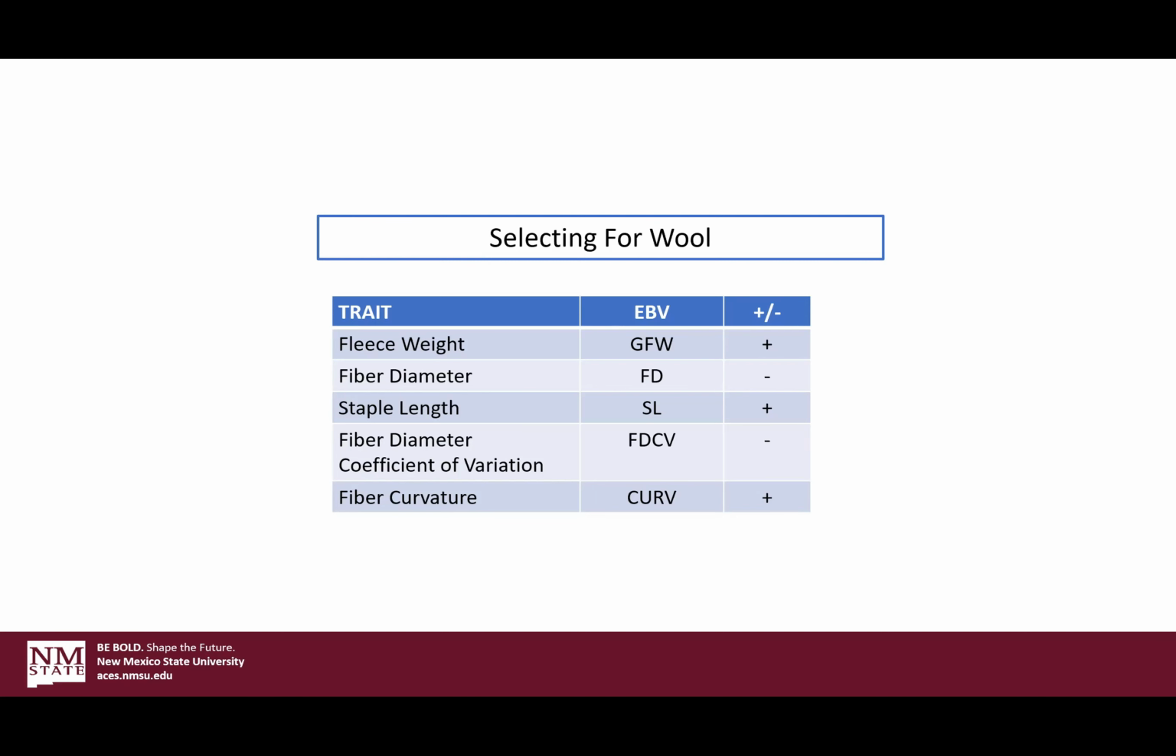Fiber diameter coefficient of variation, that's a fancy word for uniformity in the fleece, okay? You want to make sure that the fleece is fairly uniform, that you don't have a bunch of coarse hair mixed in with a bunch of fine hair. And then fiber curvature is the crimp, right? So on paper, they say to look for a higher number in that EBV for crimp, but we know that it's sort of a catch-22. Sometimes those real crimpy fleeces tend to be more coarse. So you take that one with a bit of a grain of salt.